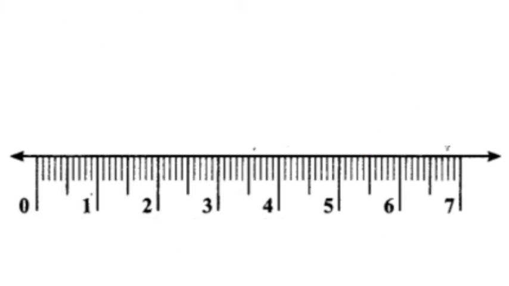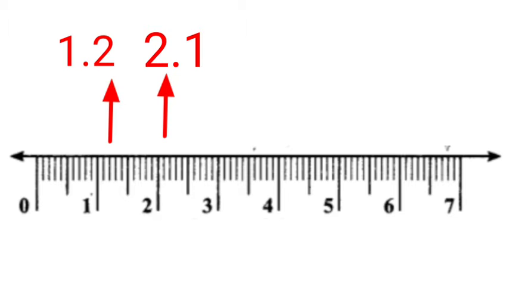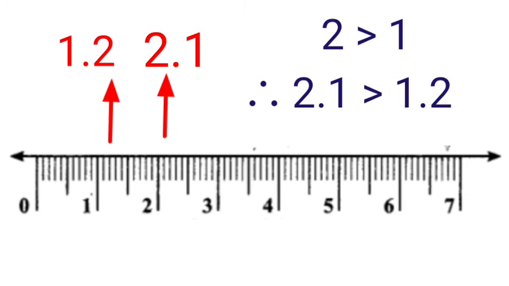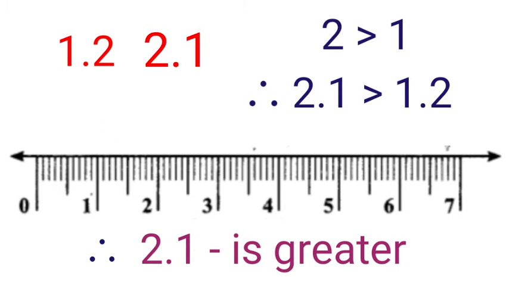Subdivision 3. Comparing the whole number parts of 1.2 and 2.1, 2 is greater than 1, which implies that 2.1 is greater than 1.2. Therefore, the greater number is 2.1.